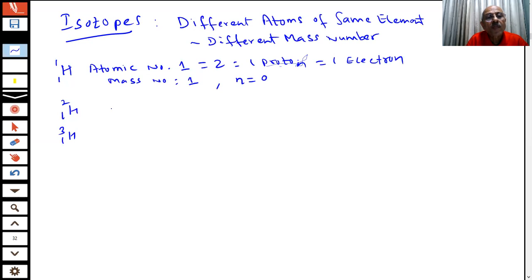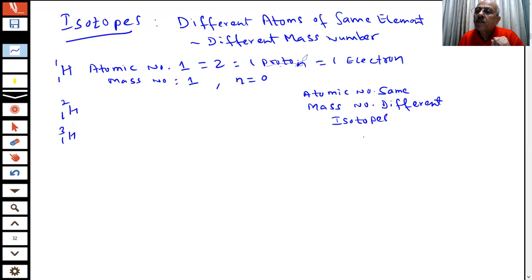So there are three atoms of hydrogen which are naturally occurring. How many? Three atoms of hydrogen. So what is different here? They have different mass numbers but the same atomic number. As you can see, their atomic number is the same, but the mass number is different. And these are called isotopes. Hydrogen has got three isotopes which are naturally occurring.